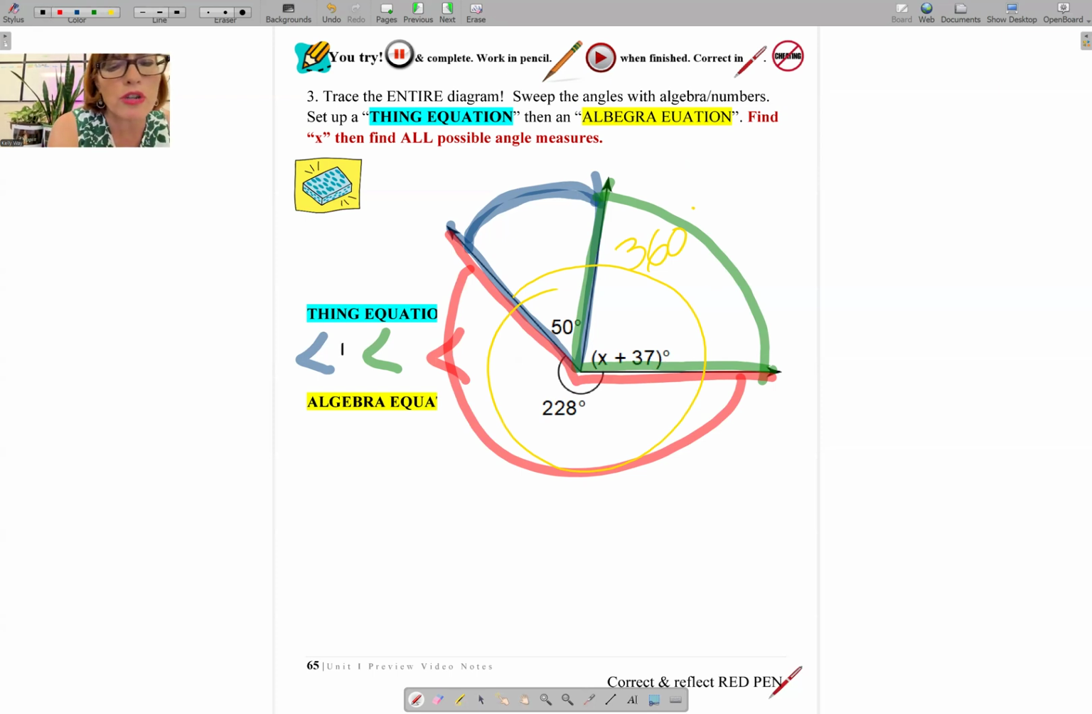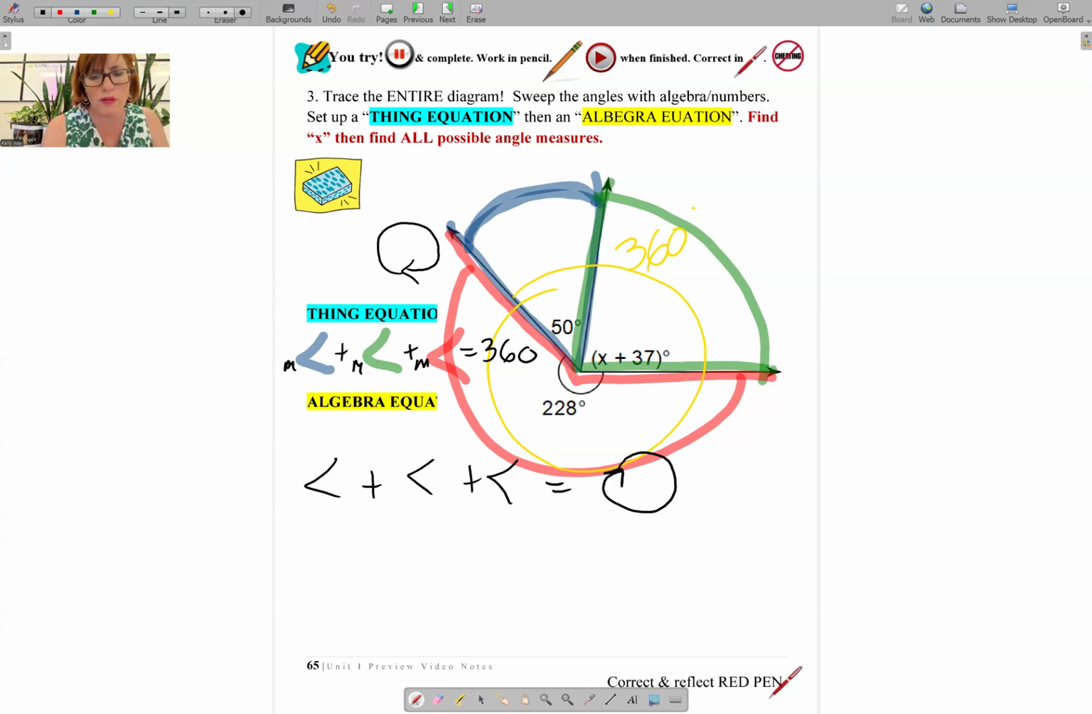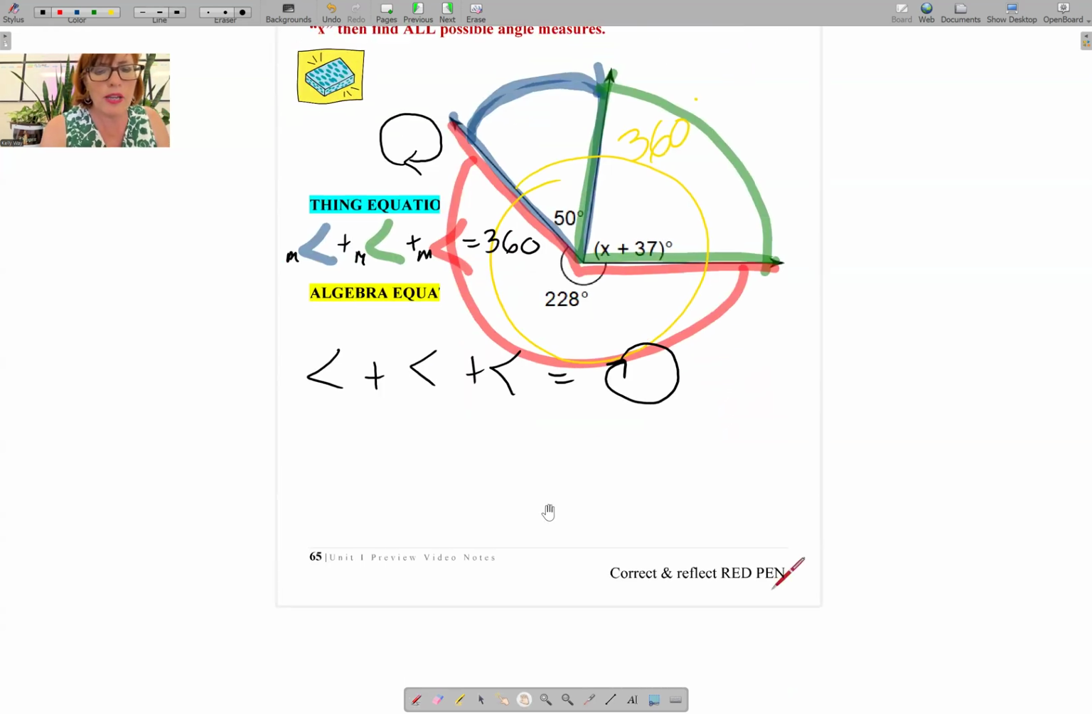You should have felt they add up to 360. So your thing equation is one measure of one angle plus the measure of another angle plus the measure of a third angle equals 360. Equals a circle if we're going to stay with our thing equation. All right, so your thing equation should look like this. Angle plus angle plus angle equals circle. Ready? Now we do circle plug chug.